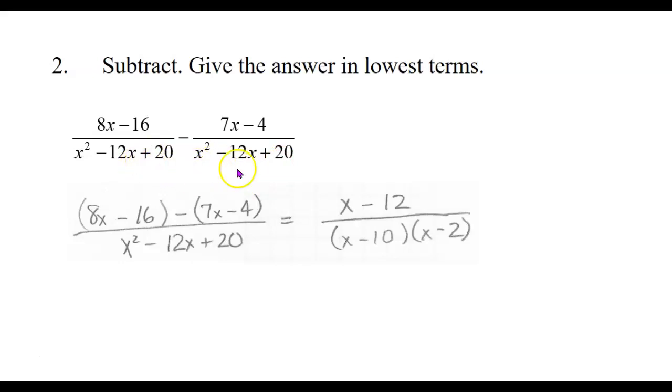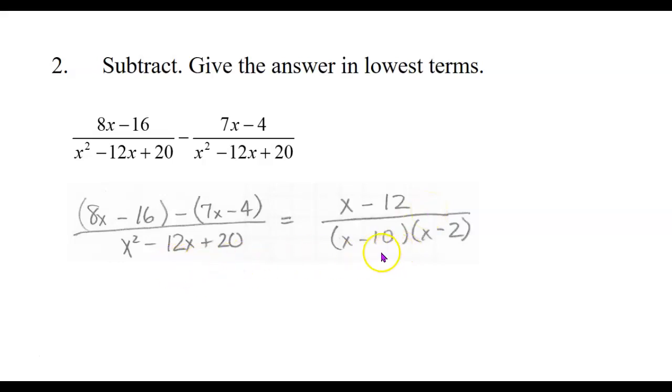It means that the answer is just going to have this same denominator, and then the numerator is made up of this numerator minus this numerator. Now be careful, we are subtracting 7x minus 4. So remember, you're subtracting the 7x, and you are subtracting the minus 4, which would be the same as adding plus 4. So the 8x minus 7x is x. The minus 16 minus negative 4 gives you minus 12.